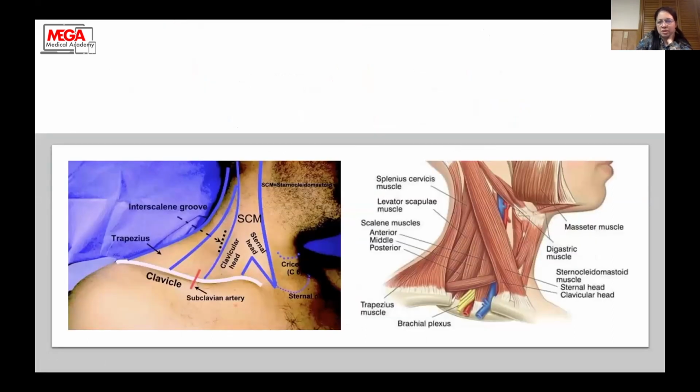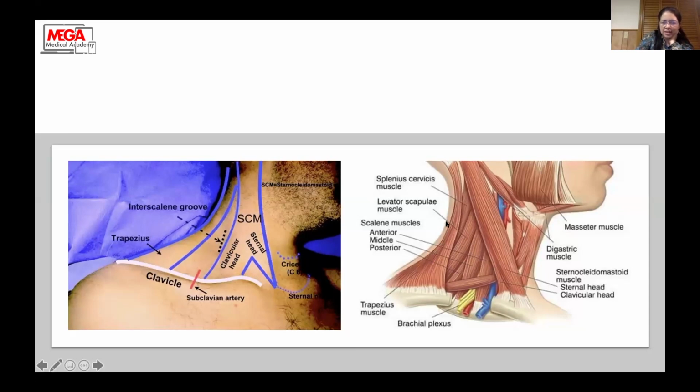So now we're going to go to the anatomy. When you do the supraclavicular brachial plexus block, you have to know some landmarks here. So it's very evident that you see the sternocleidomastoid muscle here. You can feel it. You can see it in many people, except if the patients are morbidly obese. And you can feel the interscalene groove to some extent. So this is what we superficially see, and this is the interscalene groove.